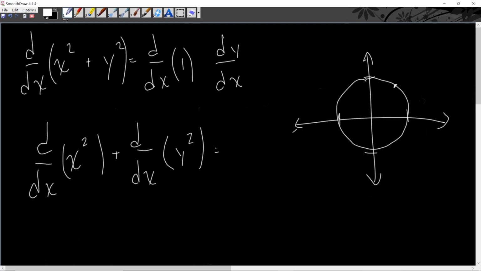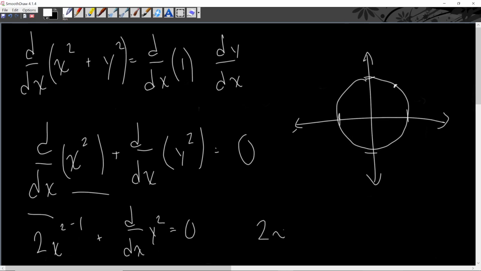So yes, this will equal 0. And now the derivative of x squared with respect to x, x squared is a function of x. We can differentiate this normally. We use the power rule, n times x to the n minus 1, so we bring down n, which in this case is going to be 2, times x to the 2 minus 1, plus d dx of y squared. We're not going to touch that just yet, equals 0, and so we have 2x plus d dx of y squared, or the derivative of y squared with respect to x.